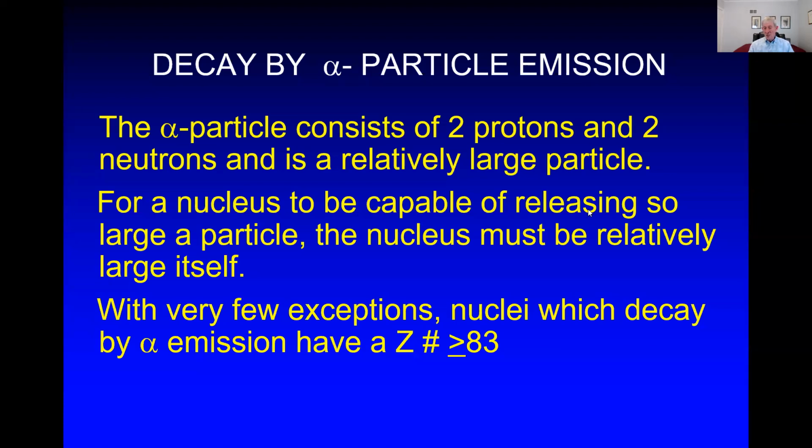So for a nucleus to be able to eject an alpha particle, that nucleus has got to be big. It's going to have a Z number greater than 83 or a mass number over 200. If the mass number is under 200, alpha decay almost never occurs. And so that's what this says, with very few exceptions: nuclei have a Z number greater than 83 or a mass number typically over 200.